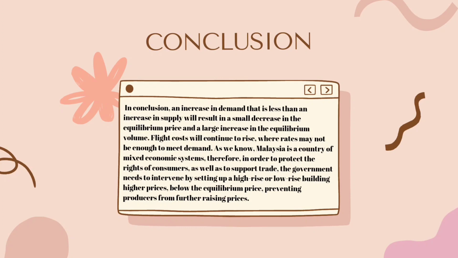As we know, Malaysia is a country with a mixed economic system. Therefore, in order to protect the rights of consumers as well as to support trade, the government needs to intervene by setting a price ceiling or price floor, with higher prices below the equilibrium price, preventing producers from further raising prices.